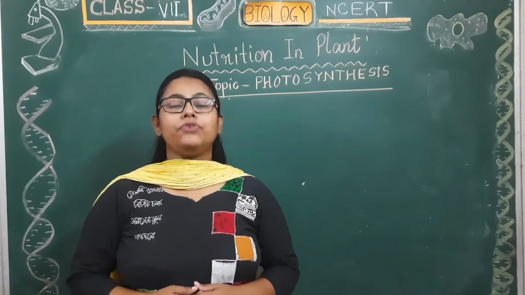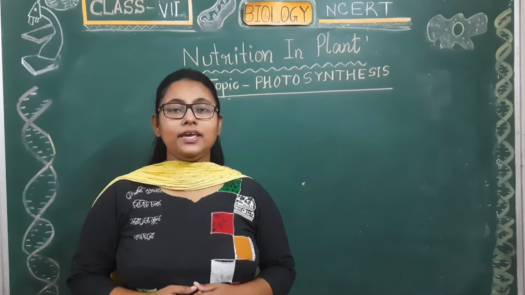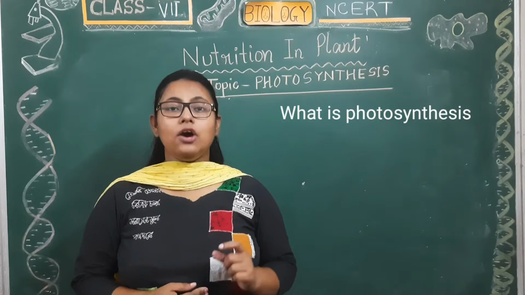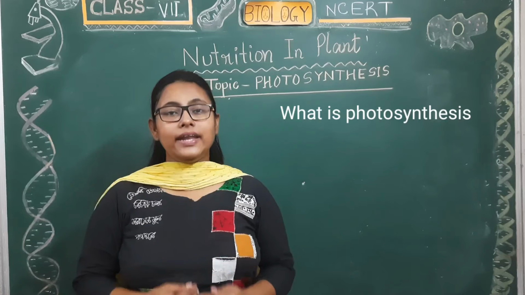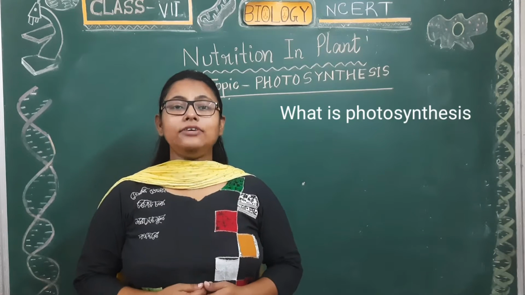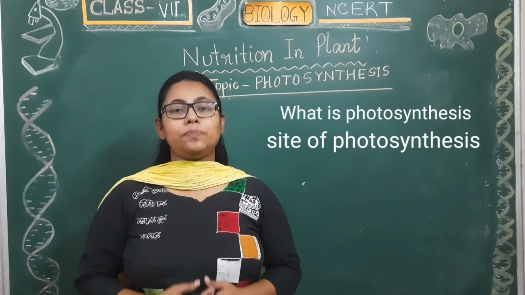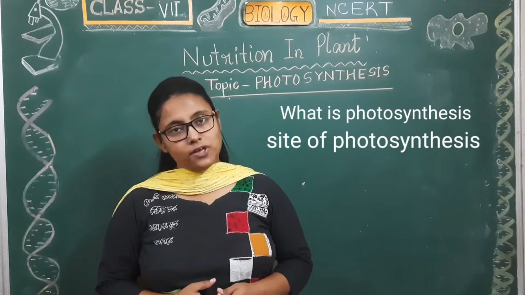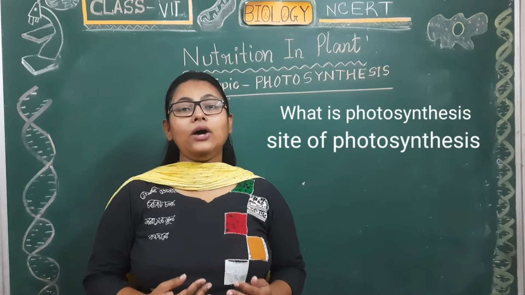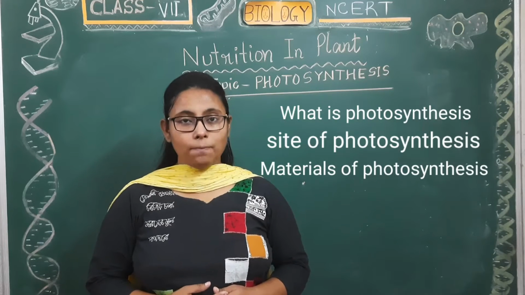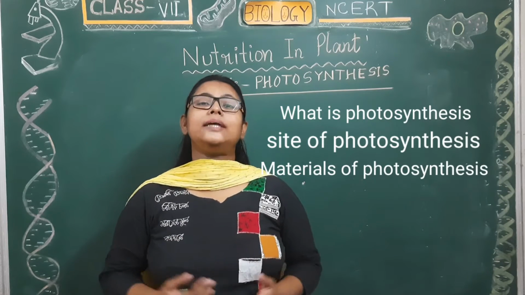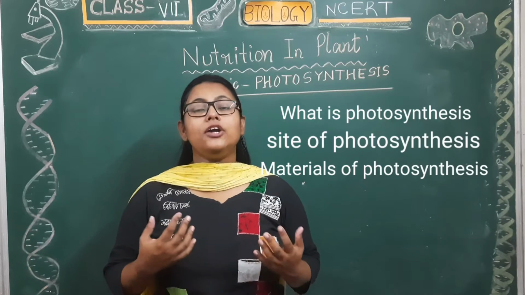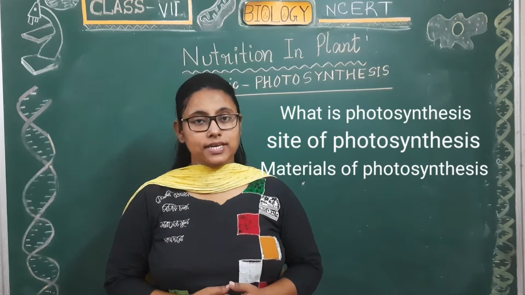First we will know the meaning of photosynthesis, that is, what photosynthesis is. Next we will see where photosynthesis takes place, that means the sites of the photosynthesis process. Next, how photosynthesis is completed, that means what materials are needed for doing photosynthesis, right?